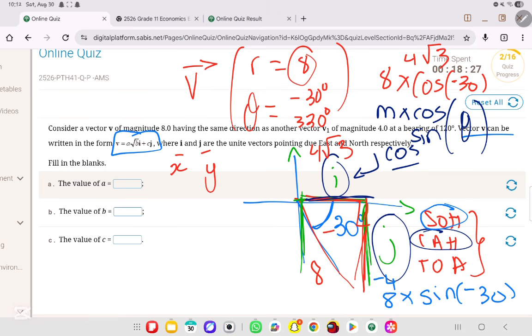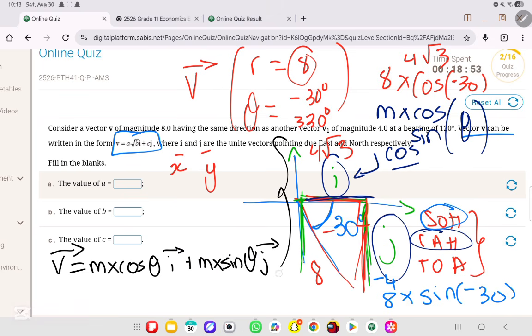Now, this is one way to do it, which is the really long way. Another shorter way is to remember it like this. This is for all vectors. So let's say it's a vector V. It's gonna be equal in general to m times cosine theta i plus m times sine theta j. So you can do all this method.